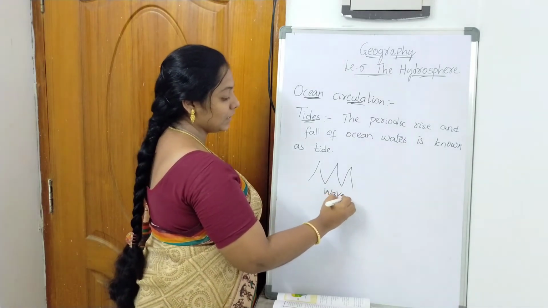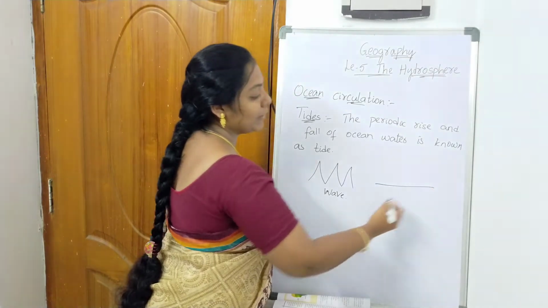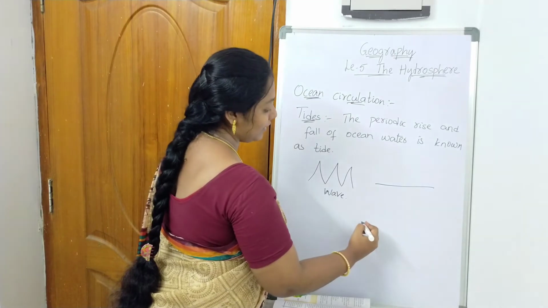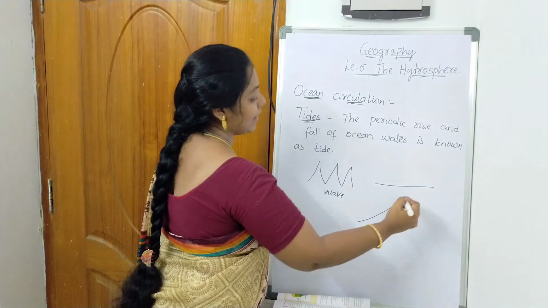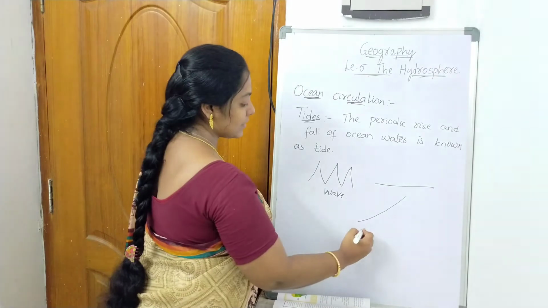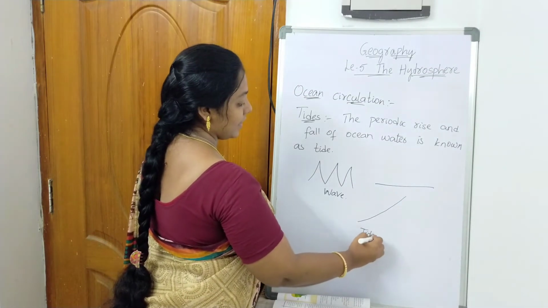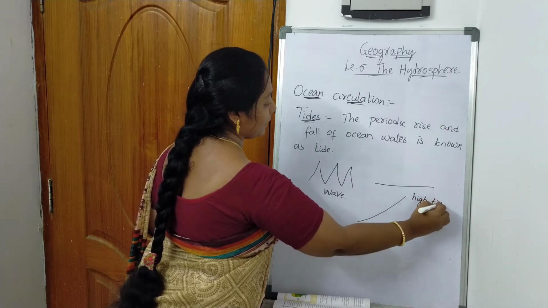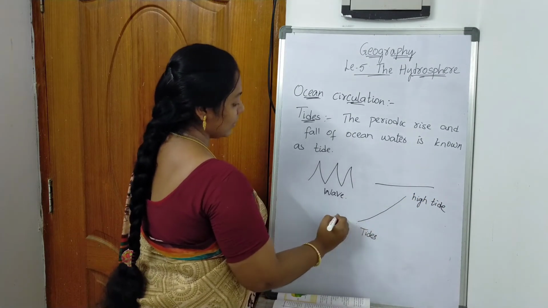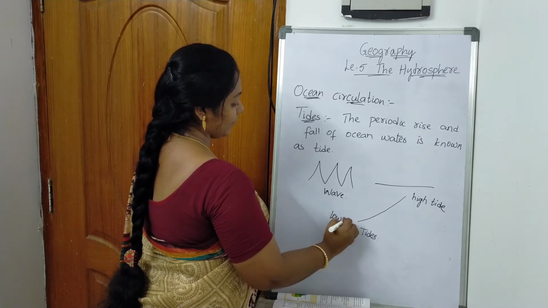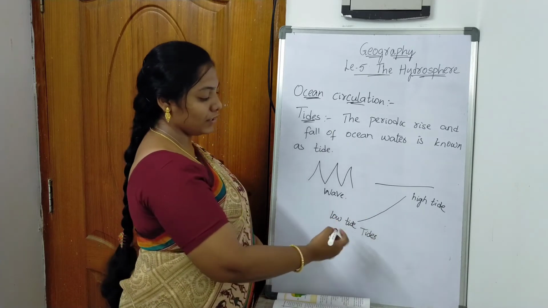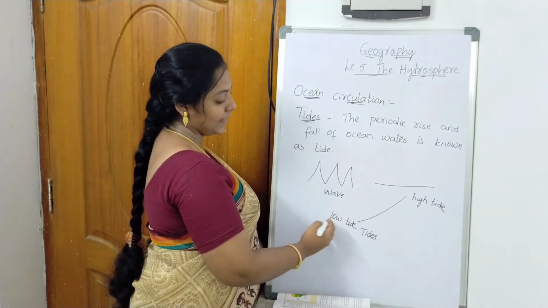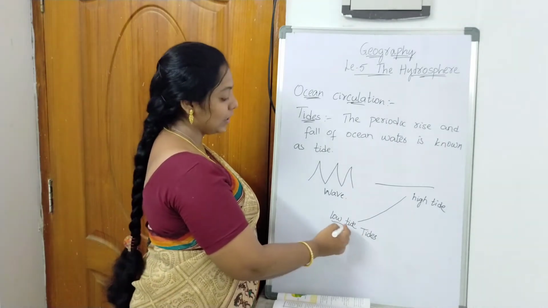So here tide means, suppose this is the normal level of water. So in a day, what will happen? At a particular point, the water level will rise up. So this is called a tide. And when it is raised up, we call it high tide. And when it subsides, we call it low tide. The level of ocean water will rise up to a height that we call high tide, and when it subsides we call it low tide.